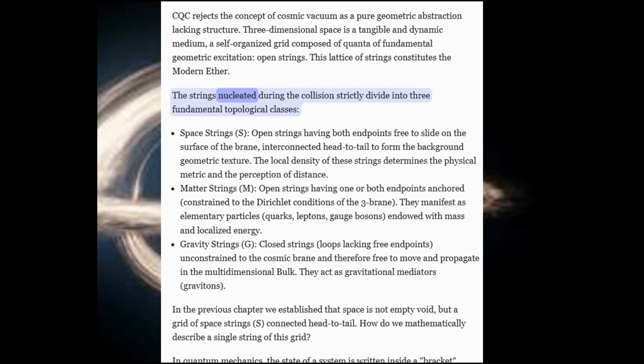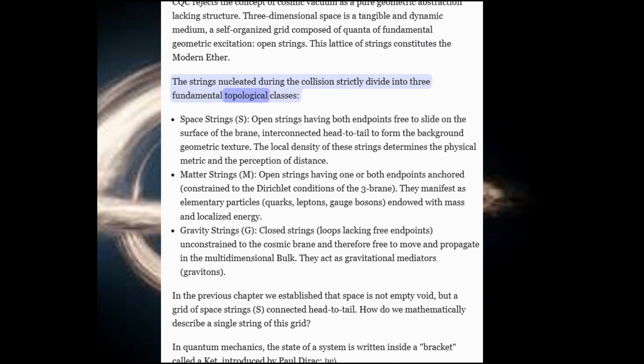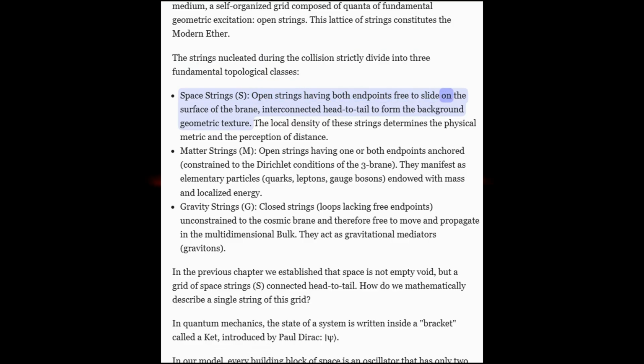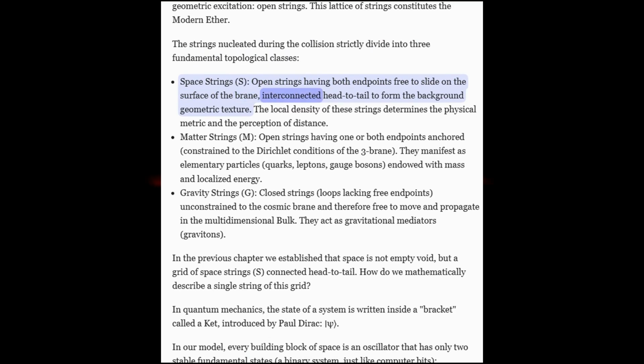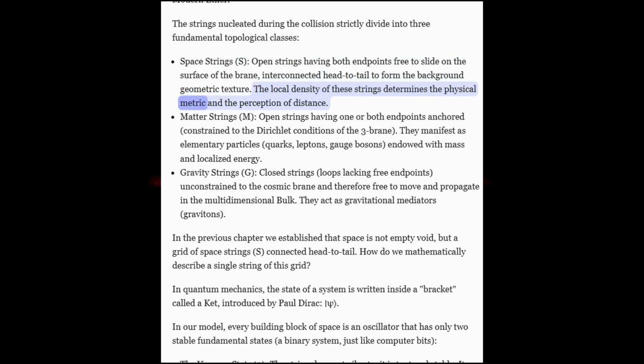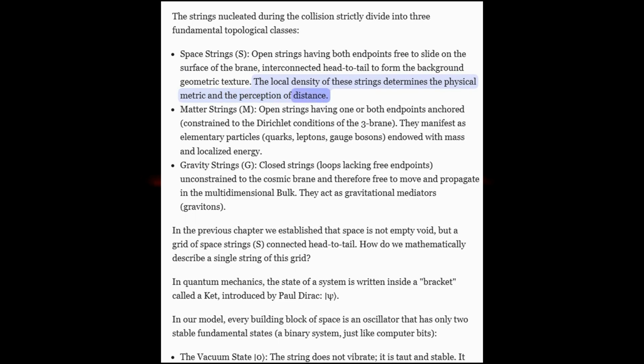The strings nucleated during the collision strictly divide into three fundamental topological classes. Base strings: open strings having both endpoints free to slide on the surface of the brane, interconnected head to tail, to form the background geometric texture. The local density of these strings determines the physical metric and the perception of distance.